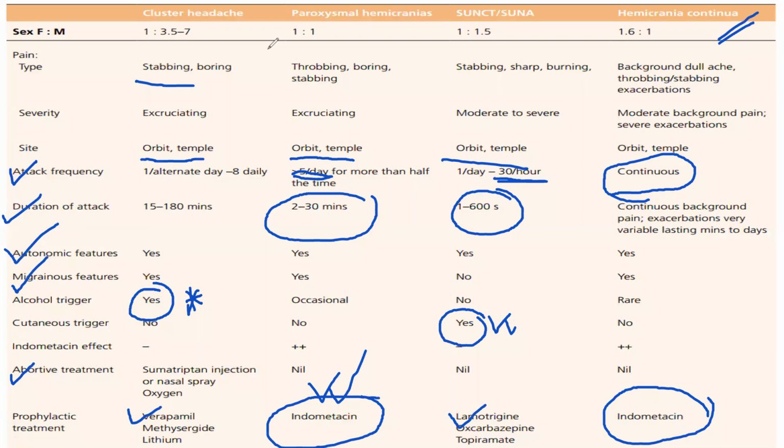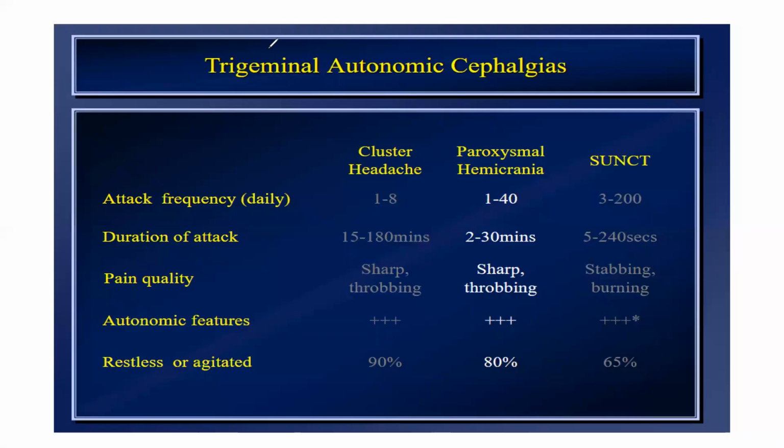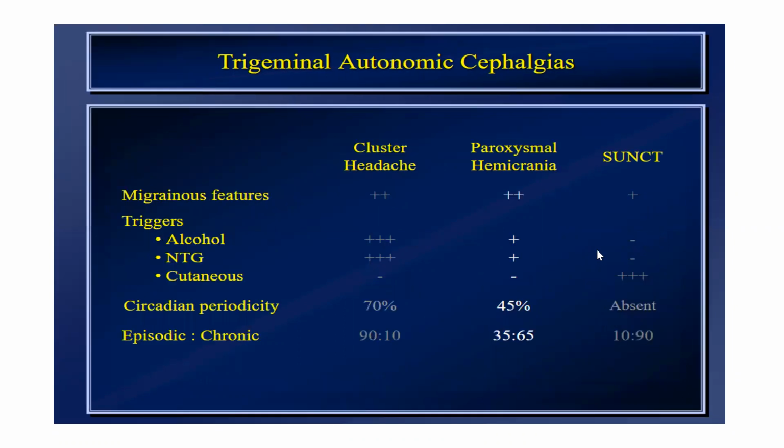Now, let's wrap it up. As you can see, as we progress, the frequency will be more and the duration will be smaller, from cluster to paroxysmal to SUNCT. So that is an important thing. Okay, so alcohol is a very good triggering factor for cluster headache. And cutaneous triggers are a very good triggering factor for short-lasting unilateral neuralgiform headache with conjunctival injection and tearing.